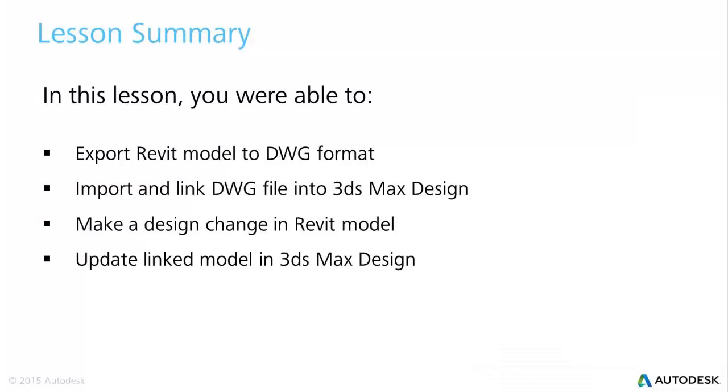Let's review the learning objectives for video 3. In this lesson, you were able to export a Revit model view to a DWG file format, and then import and link the DWG file into 3ds Max design environment. We then made changes in Revit and then updated those changes through the linked model to the 3ds Max design file. With that, let's take a look at Autodesk resources that are available to you.